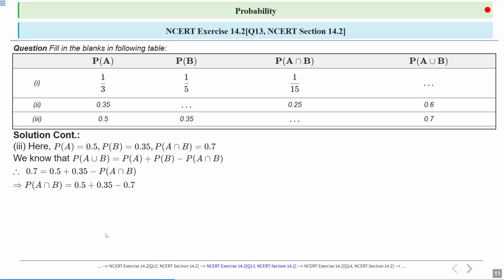Okay, now calculate it. After calculating, we will obtain probability of A intersection B is equal to 0.15. Clear? So in place of probability of A intersection B in the third one, it should be 0.15. So we found the value of probability of A union B in the first one, in the second one we found probability of B, and in the third one we found the value of probability of A intersection B. Okay, and we filled the blanks. Clear? I hope it is clear to you. So now let us move to the next question.